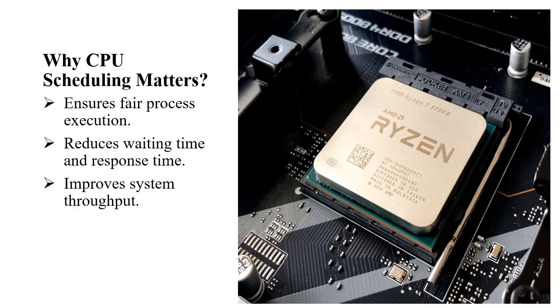Why is CPU scheduling important? CPU scheduling is important because of fair process execution. Every process gets a turn to run. Next, it reduces waiting time. No process is delayed too long because of CPU scheduling. CPU scheduling improves system performance. That means the system completes more tasks in less time. If there is no proper scheduling, some processes will be delayed and the system will perform poorly.